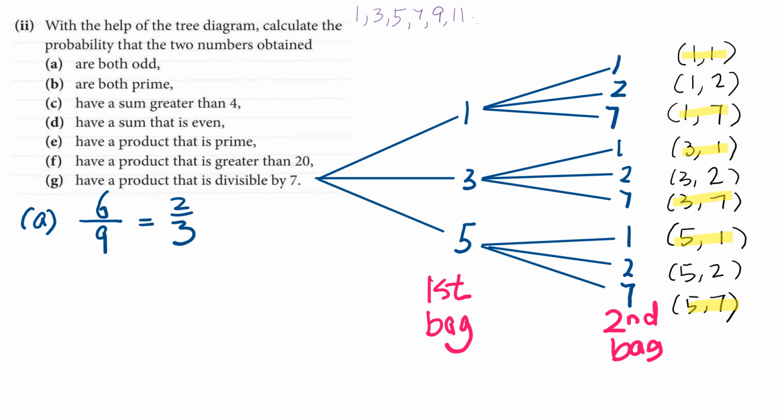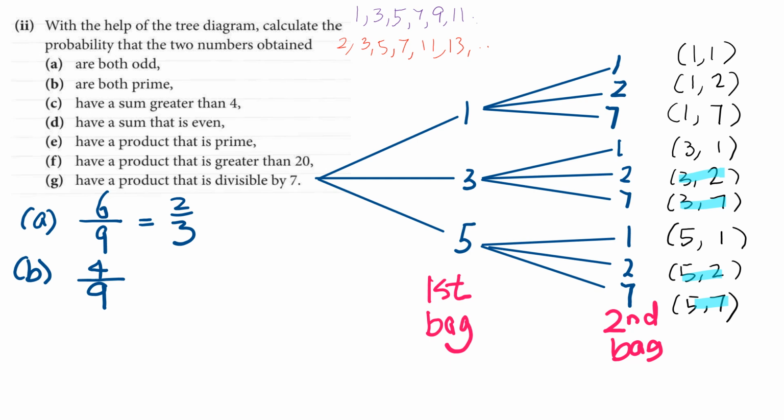For part B, you're asked to find the probability whether both numbers are prime. And what are prime numbers? Prime numbers basically have 2 different factors, 1 and itself. So the smallest prime number is 2, followed by 3, 5, 7, 11, 13, and so on and so forth. So from the diagram, we can see that the ones highlighted in blue comprise prime numbers, and there are 4 out of 9 cases.